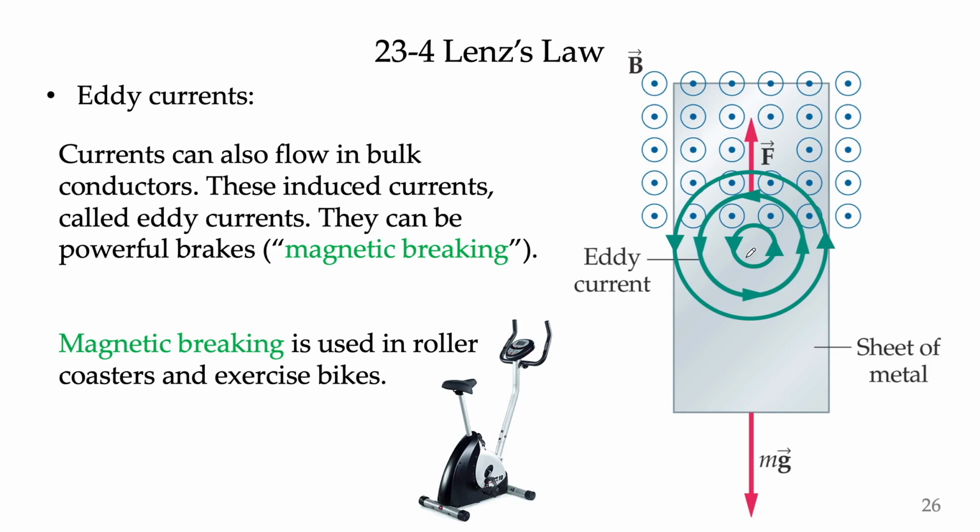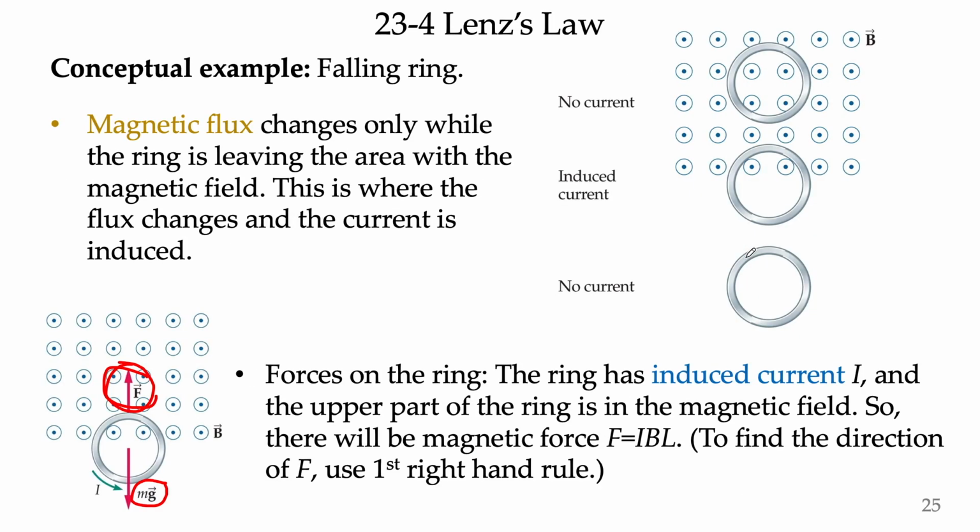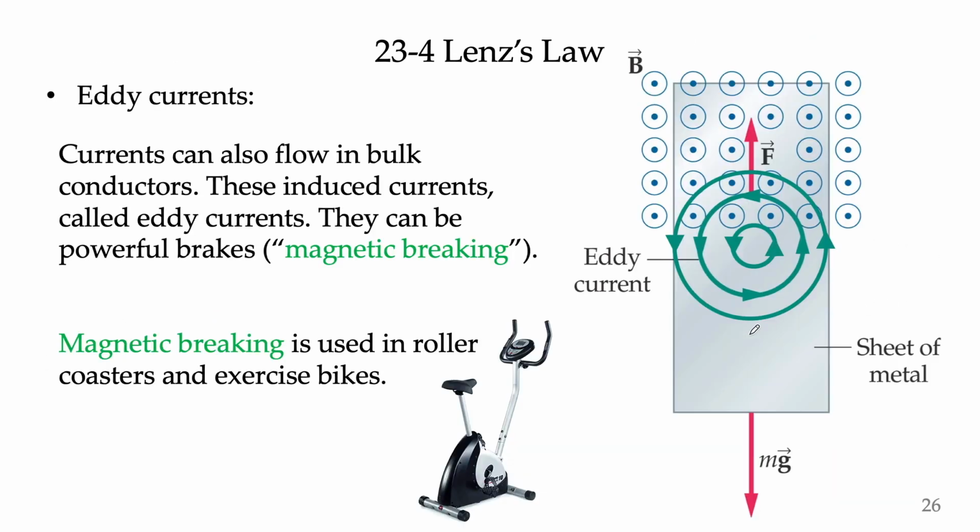Okay, so let me go back. If you have a ring, then you have current induced on the ring, right? Like this. But if you have, let me go forward, if you have a sheet of metal like this, okay, now there will be induced currents at all levels, like small circles, large circles, like this. These are called eddy currents.